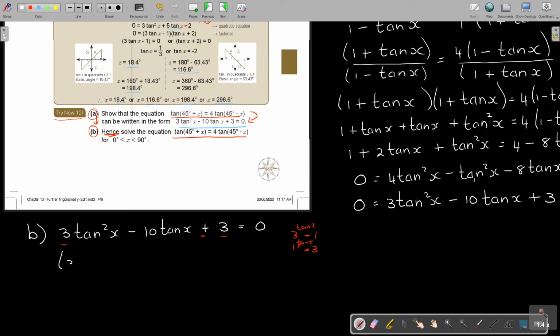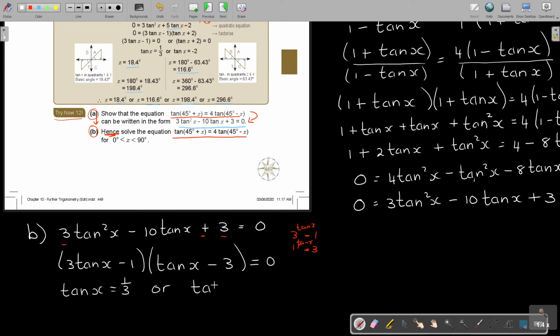Okay. So it's going to be 3 tan x minus 1, and tan x minus 3, and that's going to be equal to 0. Then I put this equals 0 and this equals 0. So if I put this equals 0, and you don't have to show that, you can just say, if it's equal to 0, it's going to be a third, because it's going over, so it's positive 1, and I divide by 3. Or, if I put this, then it's going to be, in this case, 3.